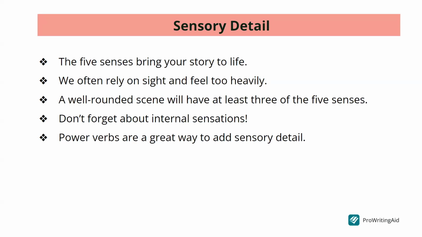A well-rounded scene will use at least three of the five senses, minimally. All right. And that doesn't mean just once. That means throughout your scene, using at least three of the five senses. I call this the 3D method. And don't forget about internal sensations, like I mentioned. Power verbs are a great way to add sensory detail. Instead of hearing the bells ring, you might hear chiming. Okay.